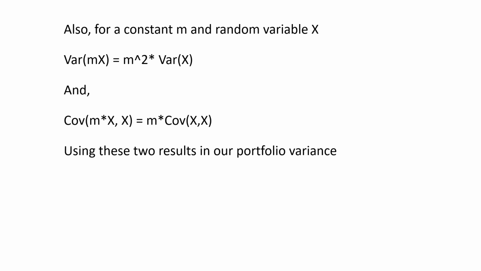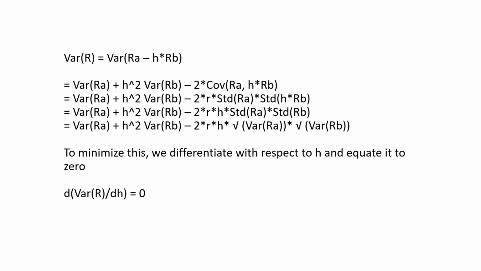So using the above two results in our portfolio variance, we get the following expression: the variance of RA plus H squared times the variance of RB minus twice the covariance of RA and H times RB. Now we can replace the covariance in terms of the correlation R.